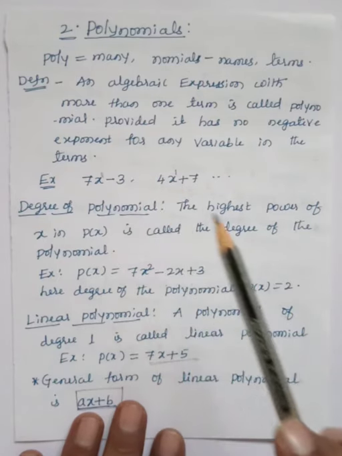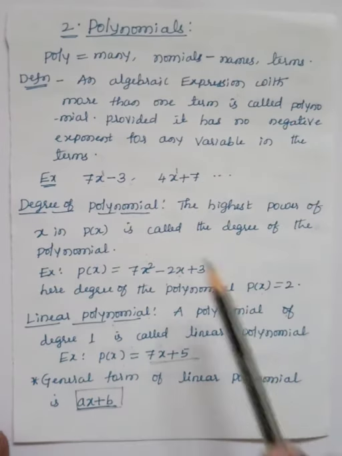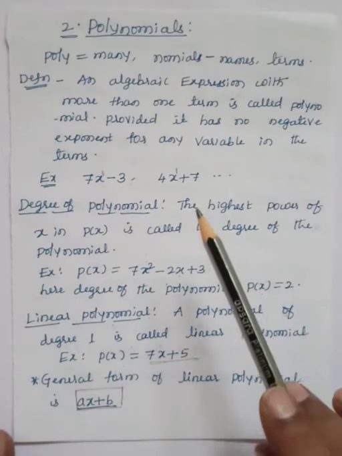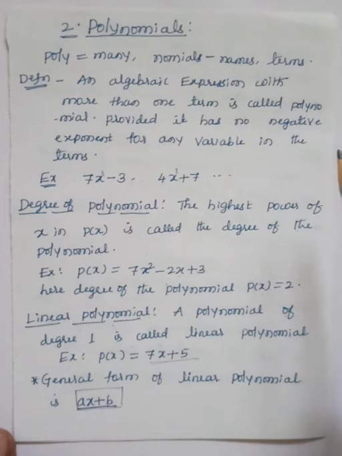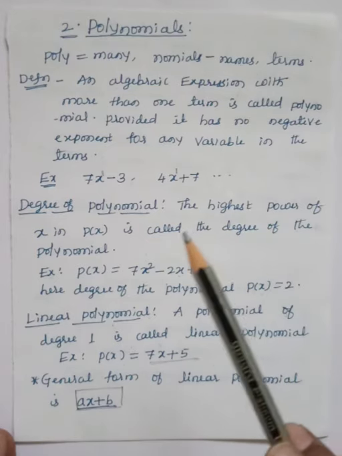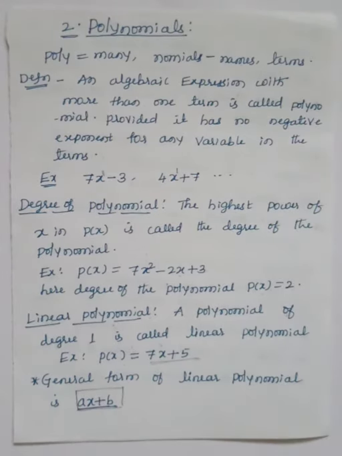Polynomial is nothing but what? It is an algebraic expression with more than one term is called polynomial, provided it has no negative exponent. If it is a negative exponent, it is not a polynomial.